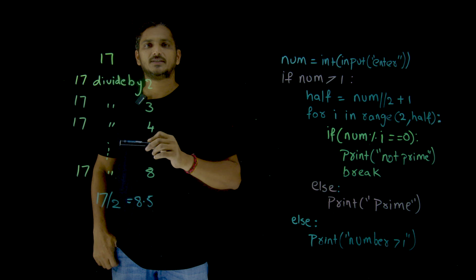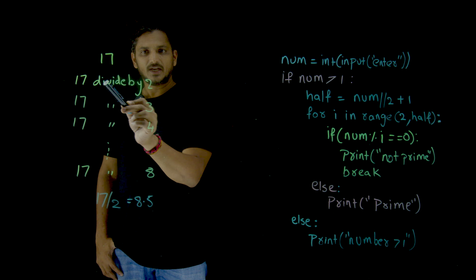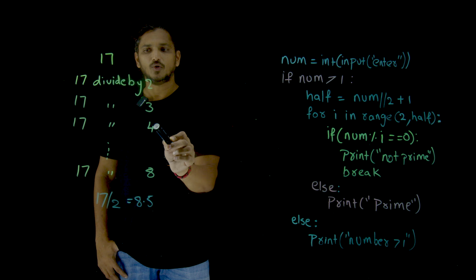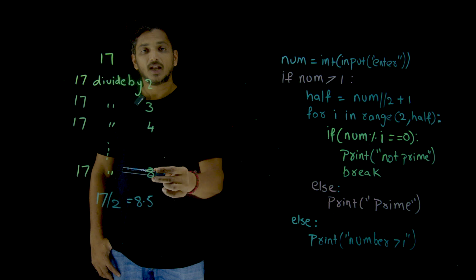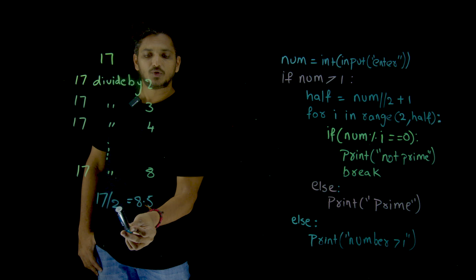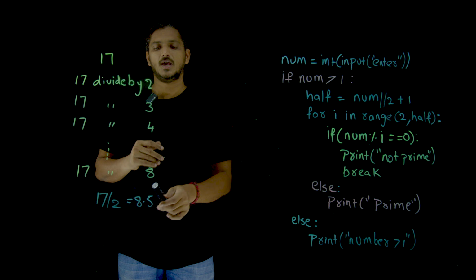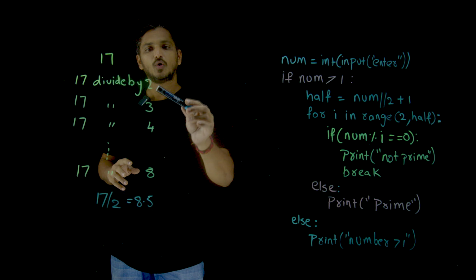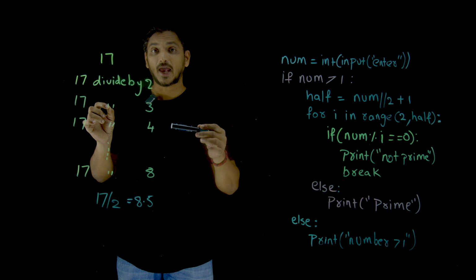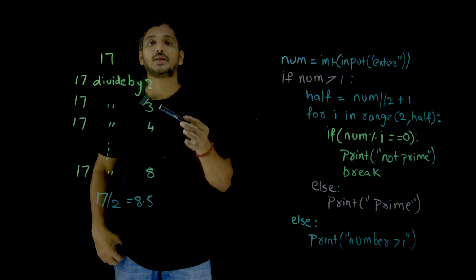Let's take 17. 17 is a prime number. It is divisible by only 1 and 17. Is 17 divisible by 2? No. Is 17 divisible by 3? No. Is 17 divisible by 4? No. And so on. Like that, how many numbers do you have to check? See, 17 by 2 is 8.5. If you check up to half of the numbers, that's enough. Means up to 8. If 17 is not divisible by any number from 2 to 8, then definitely you can say that 17 is a prime number.